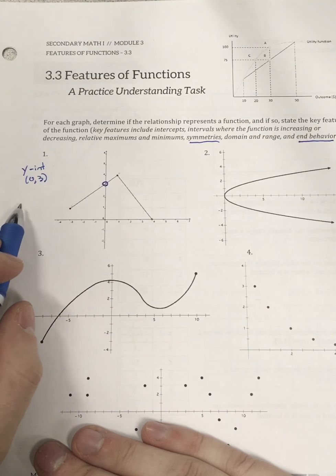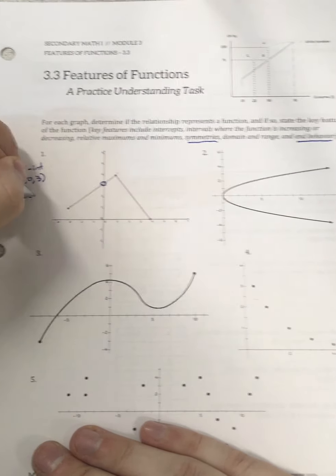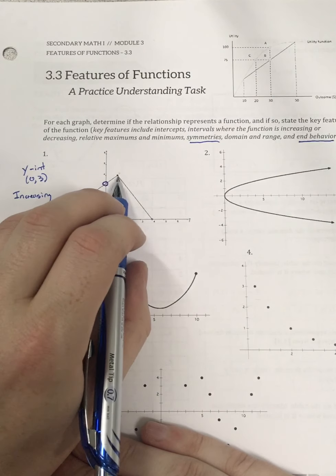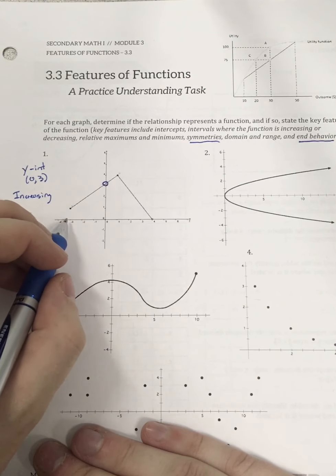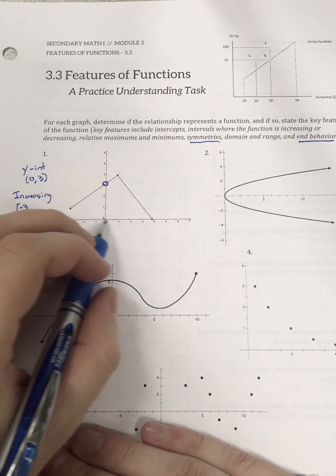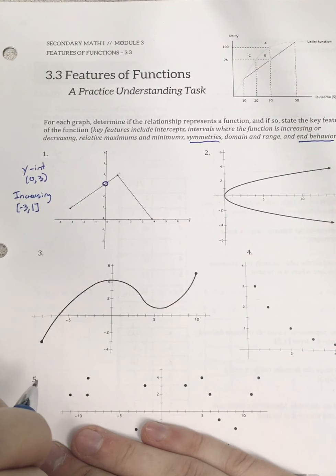Next, I'm going to look at where it's decreasing and where it's increasing. Where it's increasing is when the graph is moving upwards from left to right, which it is here, and we write that using our x values. And where does it start? Well, it starts here at -3, and since it's a closed dot, I'm going to use a bracket, and it ends at what looks like 1. And I'm going to use a closed bracket because it's a closed circle. It's a filled-in circle.